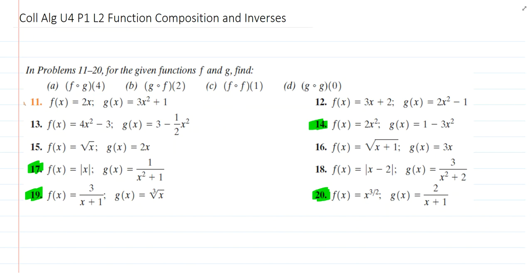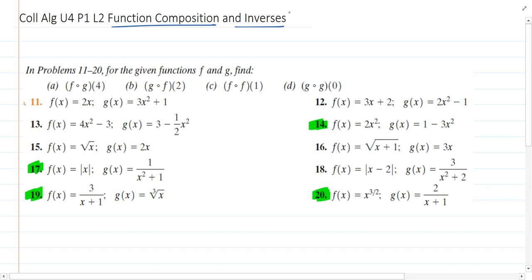Hello. In this video I'd like to pick up where we left off from yesterday. We're starting our lesson number 2 in part 1 of unit 4 for college algebra, and in this video we're going to cover composition of functions again along with function inverses.